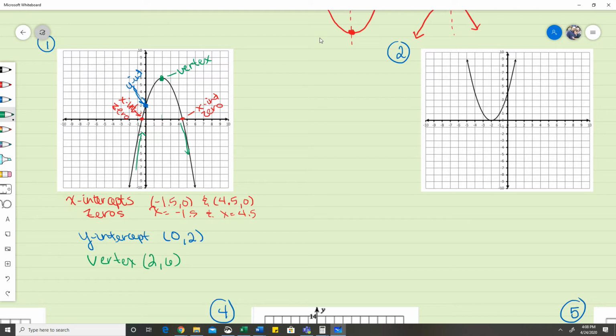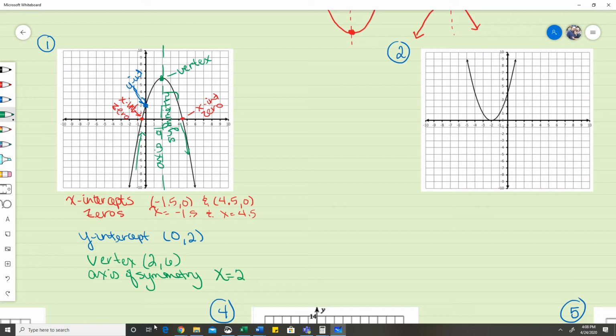Okay. Now, this is where the axis of symmetry comes in. The axis of symmetry actually goes through that vertex. It's part of our vertex. Since it goes through the vertex, okay, this is our axis of symmetry. And since it goes through the vertex, our axis of symmetry uses the x value of our vertex. So it's going to be x equals 2. Okay.